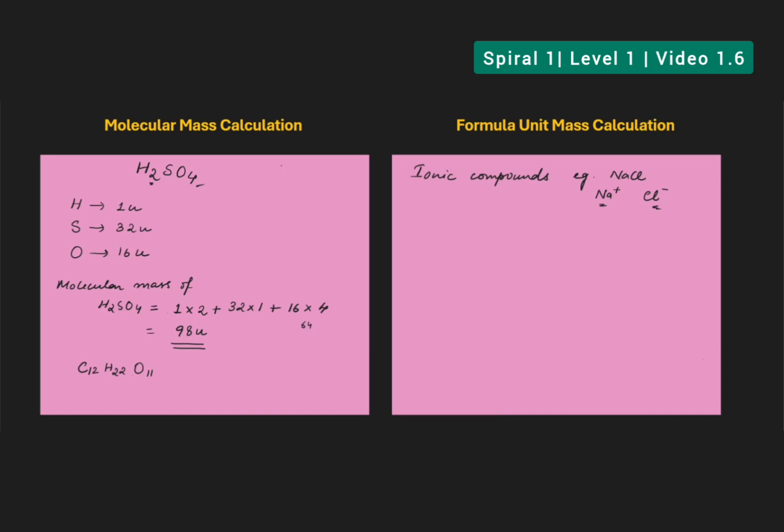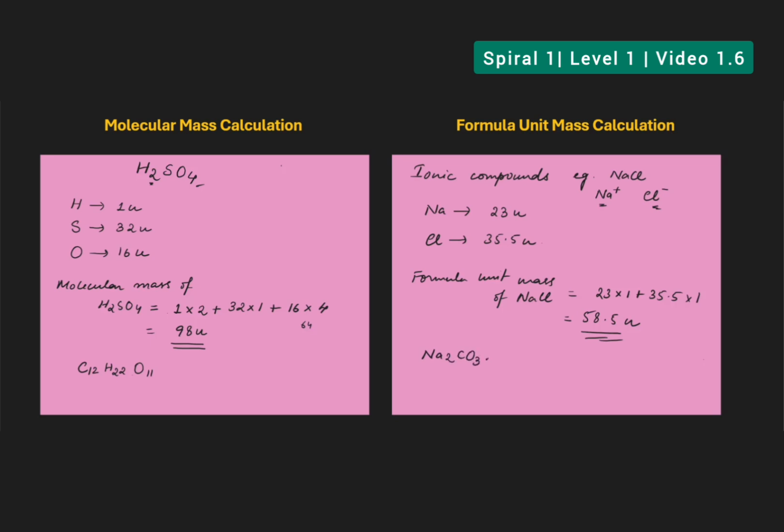So in case of sodium chloride, how do we calculate the formula unit mass? What is the atomic mass of sodium? It is 23 u. What is that of chlorine? It's 35.5 u. So the formula unit mass of NaCl will be 23, how many Na are there? Only 1, plus 35.5 into 1. So the total will be 58.5 u.